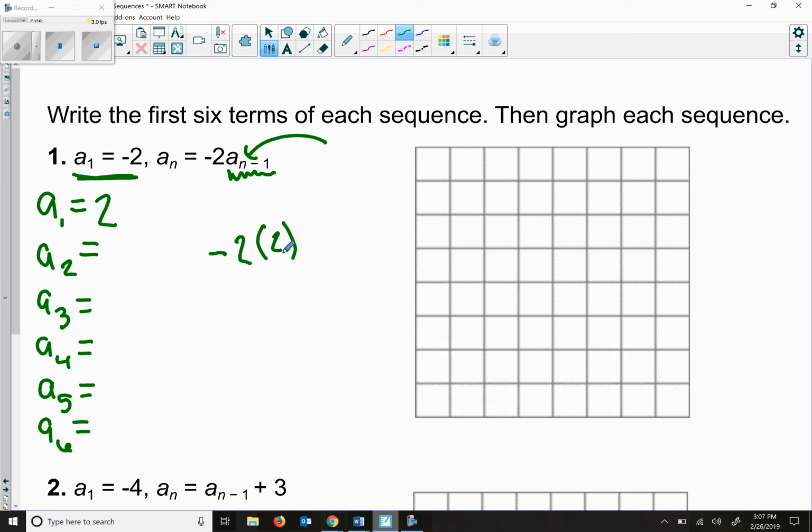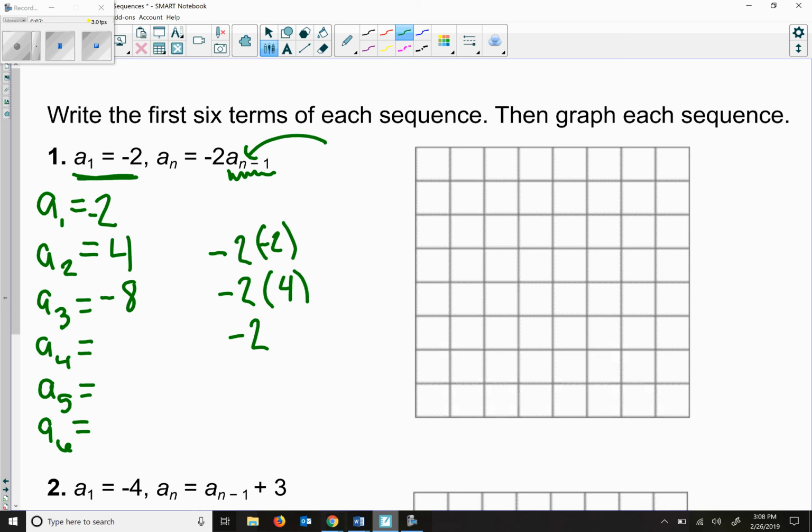So our second term would end up being negative. Oh, no, wait. This is -2. So +4. Let me just throw that -2 in there. And then you're just following that pattern. To find your third term, you're taking -2 times the previous term, which is 4. So -2 times 4 gives you -8.